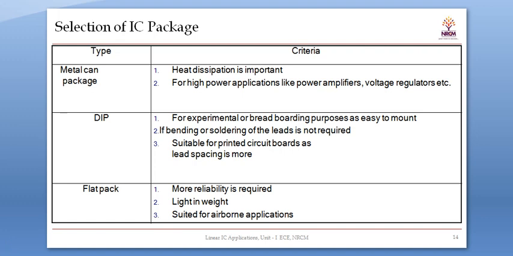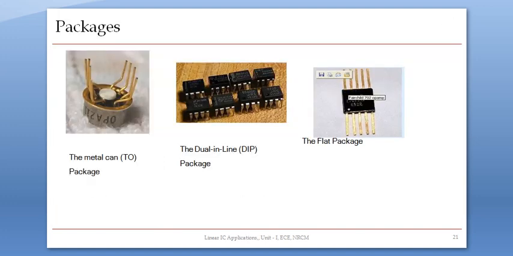So if I go for the few of the pictures of the packages, so these are the pictures of the packages, that is metal can or TO package. The second one, that is for practical purposes, we are using dual inline package, and the third one is flat pack package. So these are the packages in which the op-amp IC is available.